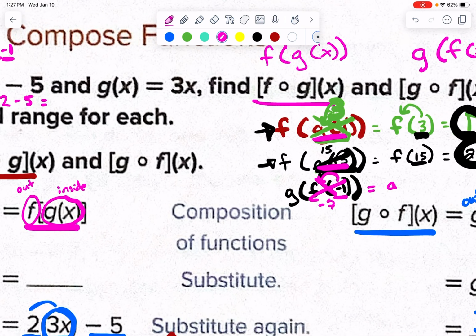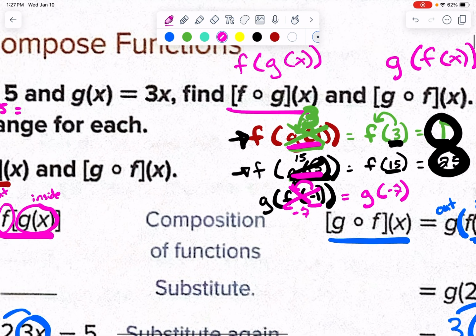Now I want to figure out what G of negative 7 is, right? So I plug negative 7 into G. So this is 3 times negative 7, which is negative 21. So my final answer is negative 21.